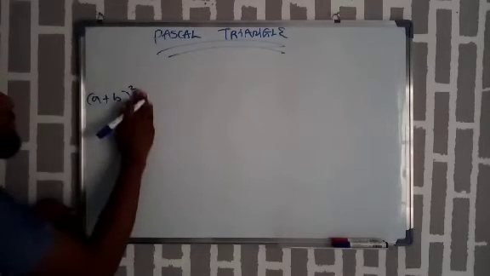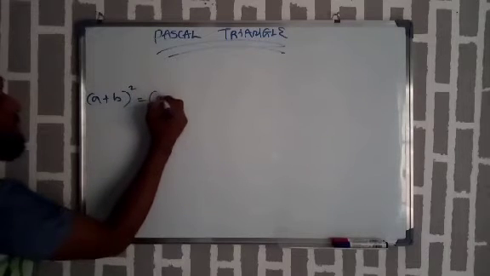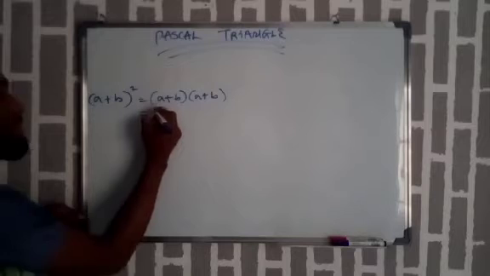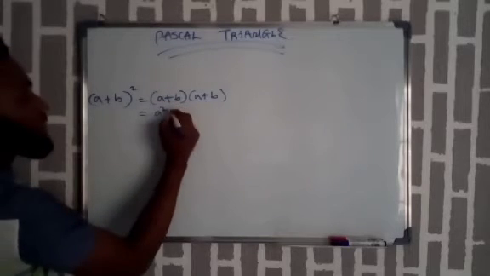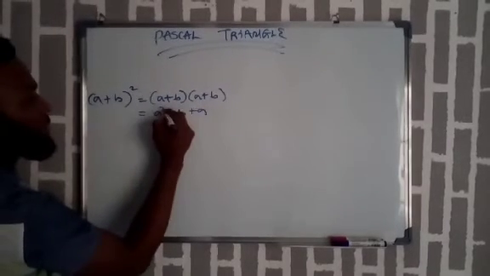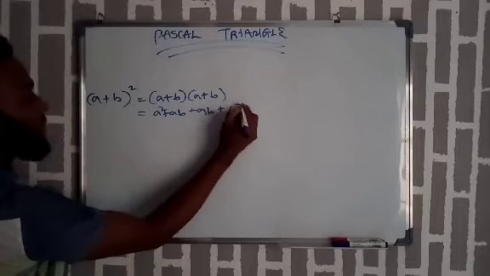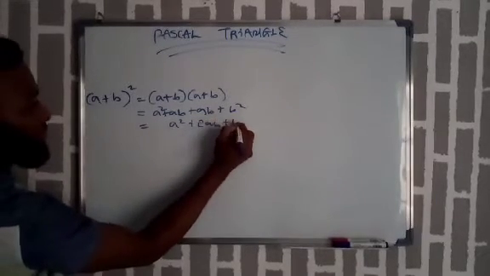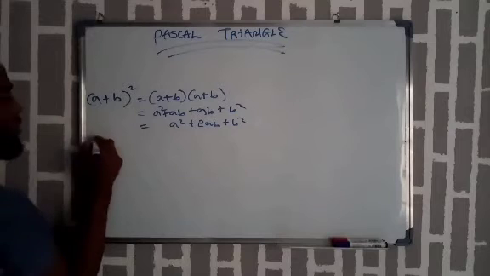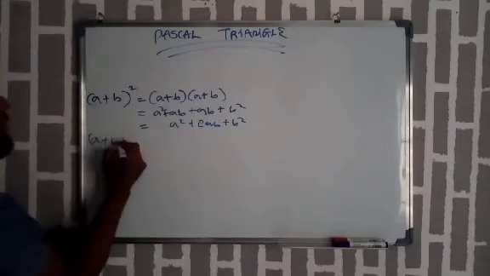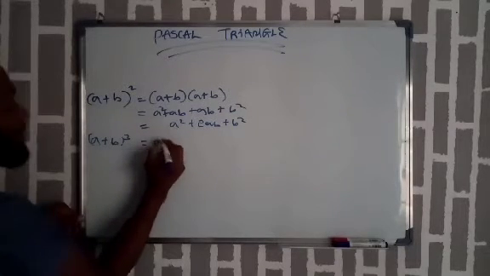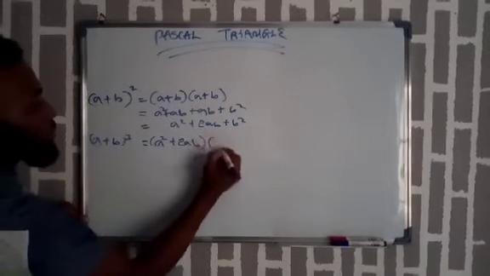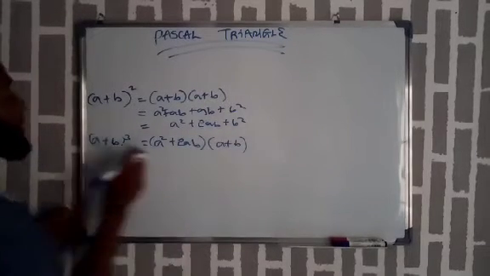This raised to power 2 means (a + b)(a + b). Then we want to expand and say a square, ab plus ab, plus b square. Then it becomes a square plus 2ab plus b square, right? So for (a + b) cubed, you want to say a square plus 2ab plus b square, multiplying (a + b) to get (a + b) cubed.